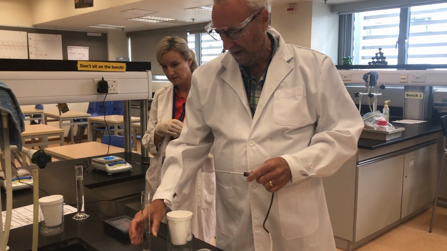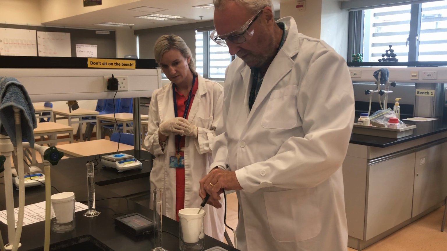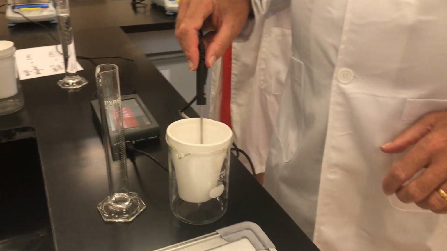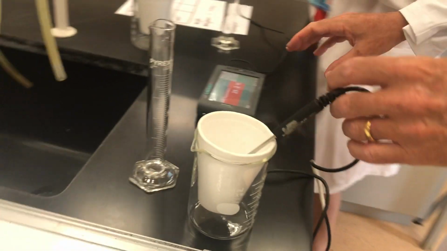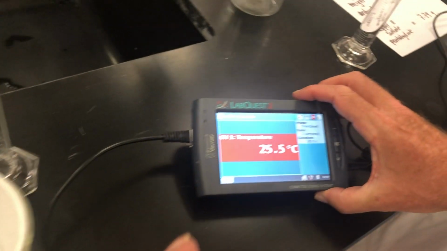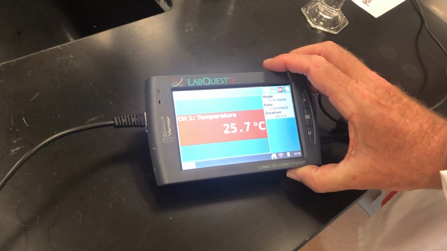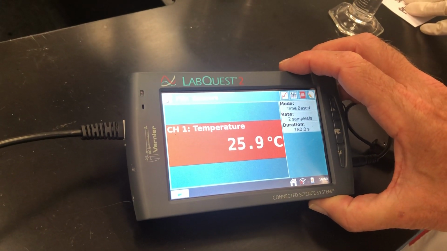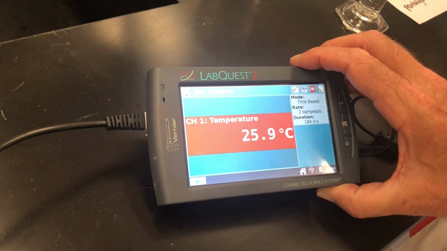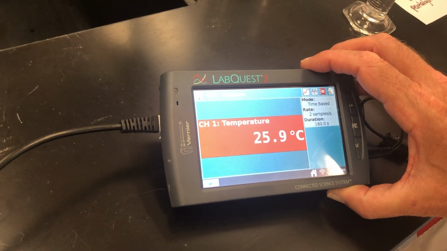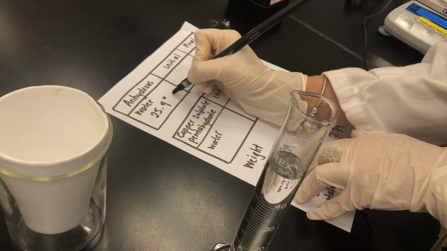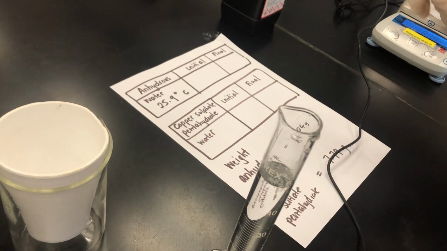Yeah, so the polystyrene cup allows for some insulation so that we lose a minimum amount of heat to the environment. And what we're doing here is measuring the initial temperature. So we have to wait for a few minutes for it to settle down. And it seems to have settled at 25.9. Okay, great. So we're going to record that.